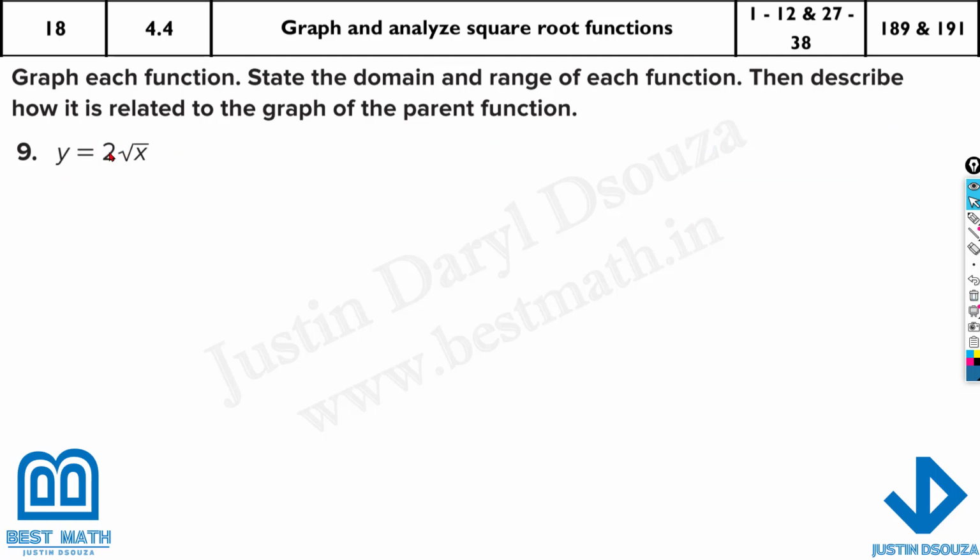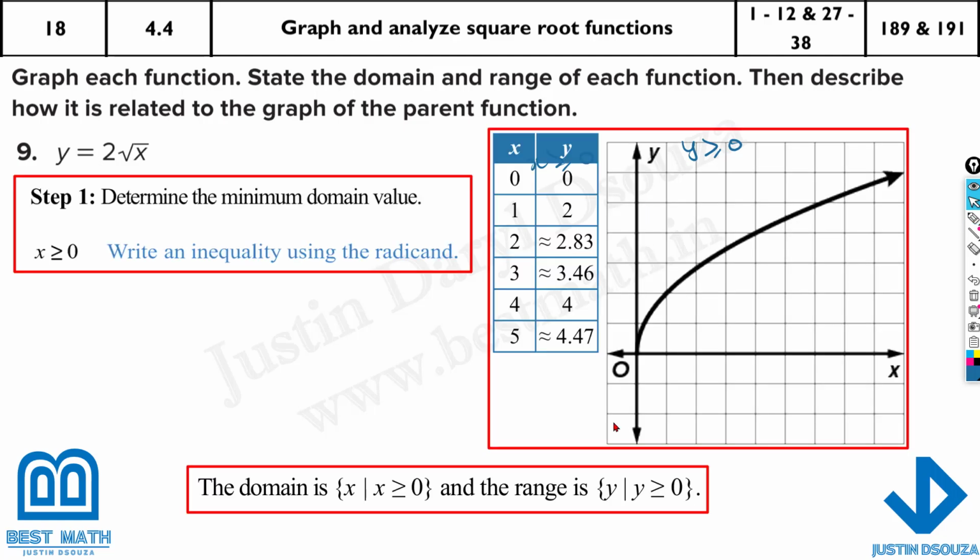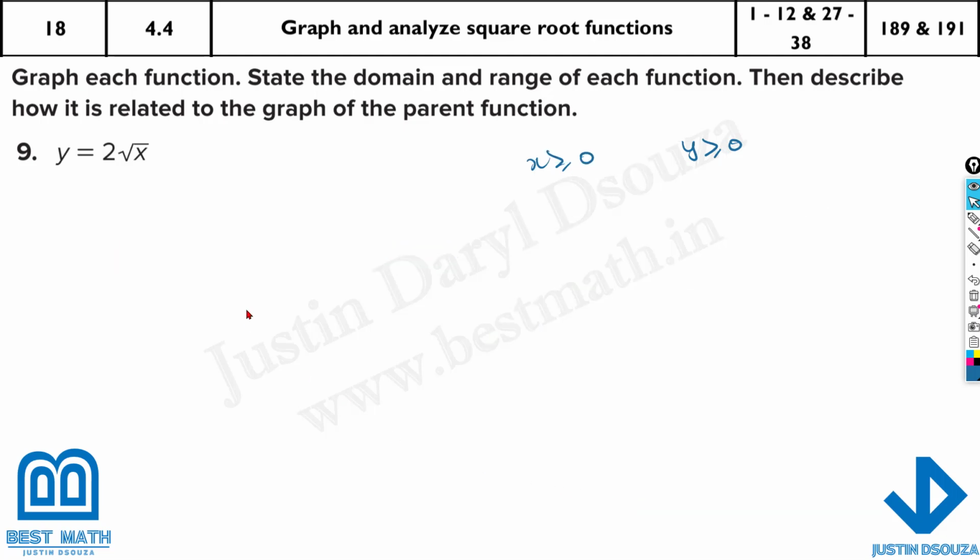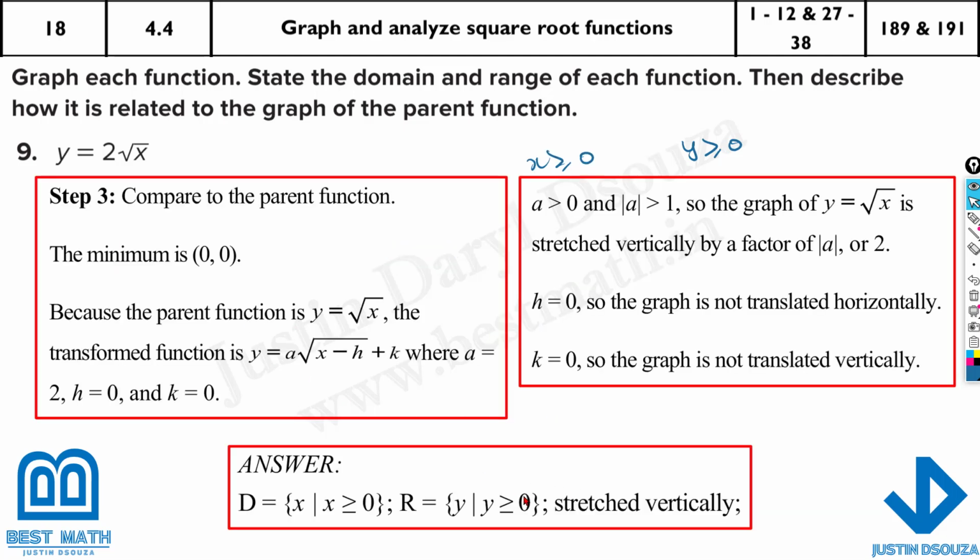Very easy. Now this one, again, there is no translation up or down. There's no translation right or left. There is only a vertical stretch. That's it. Then the domain and range: x and y are both greater than or equal to 0. x will be greater than or equal to 0 because there's nothing plus or minus. y also, because it's not minus, it's plus here. That's it, and the graph you can easily figure out. And what do you tell for the transformation? The transformation is stretched vertically, because it's 2. If it is less than 1, you tell compressed vertically.